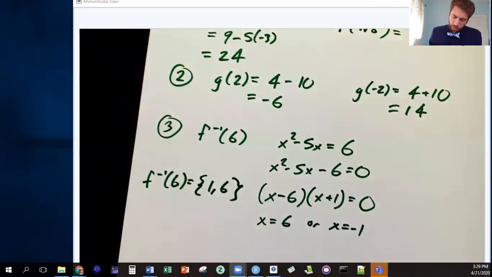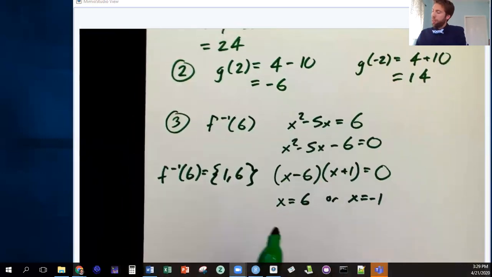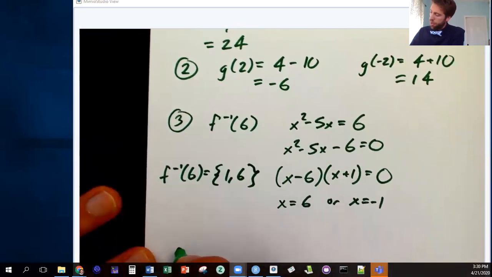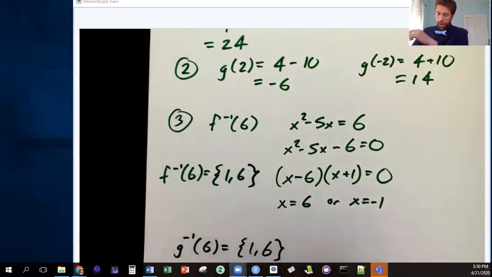All right. Now, all the preimages of 6 for g. It's the same function, and the things I got were integers. So I also know then that g inverse of 6 equals the set negative 1, 6. Okay.